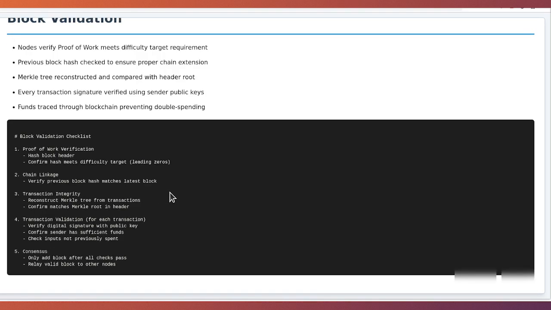Only after all these checks pass does a node add the block to its local copy of the blockchain and relay it to other nodes. This rigorous validation process, performed independently by thousands of nodes, makes distributed consensus possible without any central authority. The cryptographic proofs leave no room for disagreement.